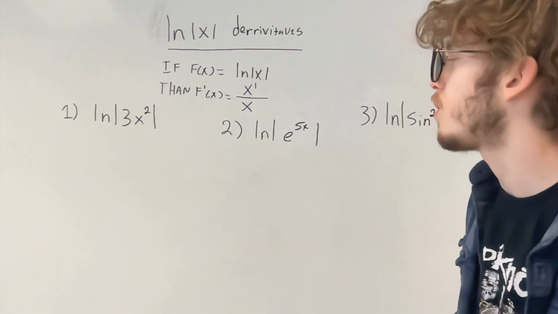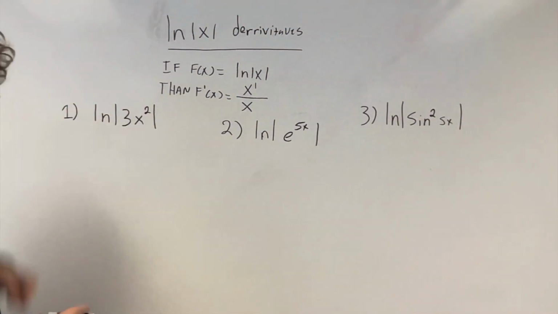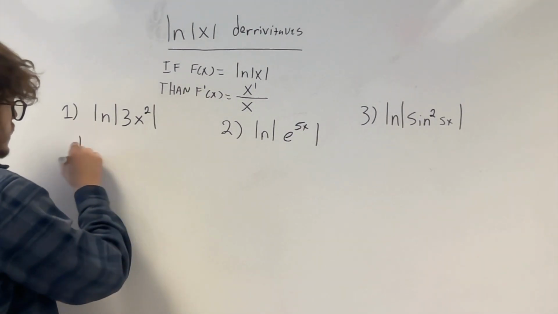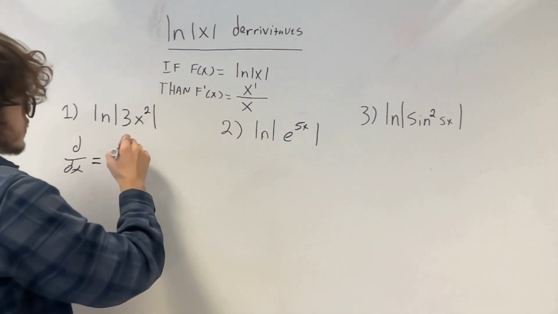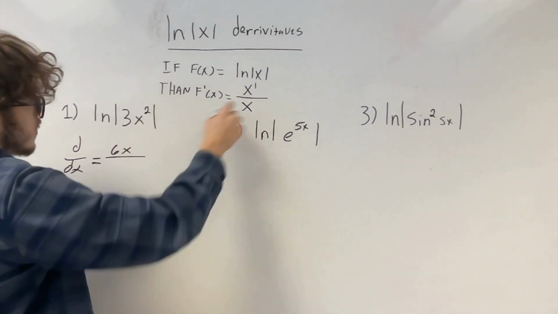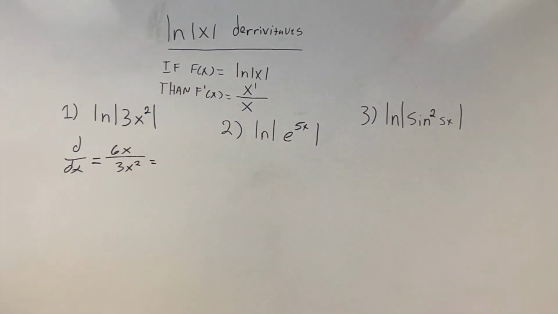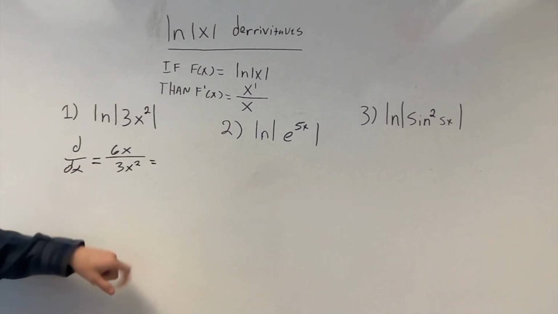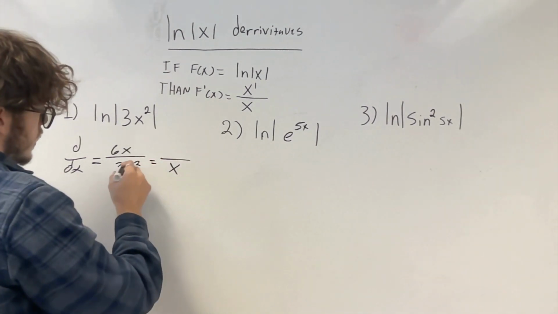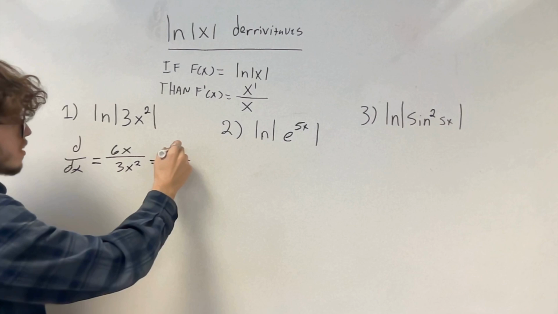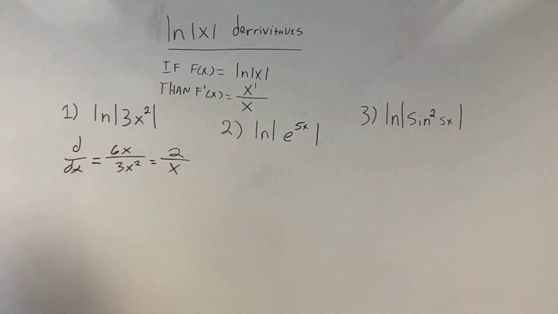We have the natural log of 3x squared. So how do we go about this? Well, we just ignore the natural log part and we say, okay, d dx is equal to x prime. So x prime is 6x over just our normal function. And we can do another simplification here, right? We have 6x over 3x squared. We can cancel an x, leaving an x on the bottom. And then 6 over 3 is just 2. So the derivative of the natural log of 3x squared is just 2 over x.